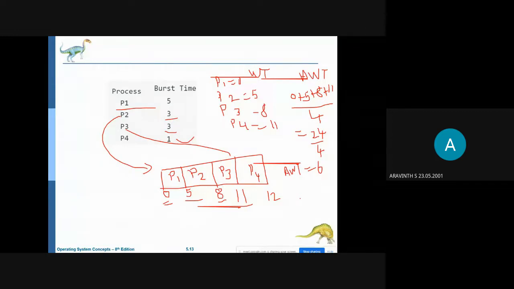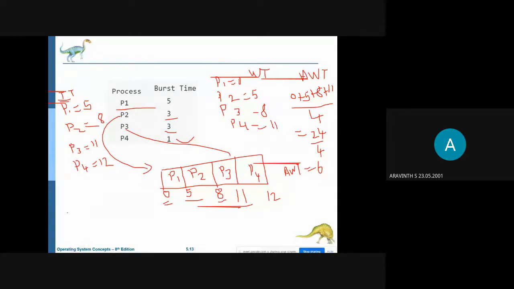Okay. Now you need to find the turnaround time, TT. TT is when the process completes its job. So P1 completes by 5, P2 completes by 8, P3 completes by 11, and P4 completes by 12. So this is the turnaround time when it completes its work.